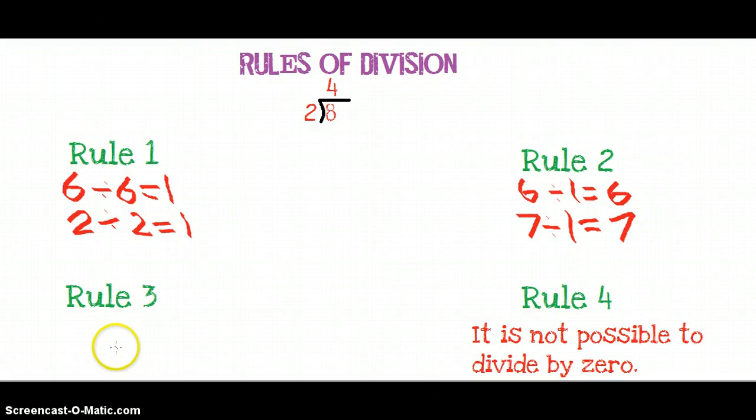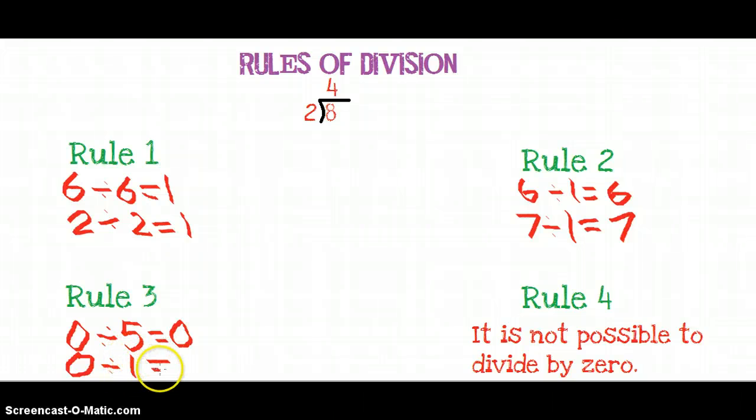Now, Rule 3 says that if 0 is divided by any number, the quotient will be 0. So, if I take 0 and I divide it by 5, my answer is going to be 0. Or if I take 0 and I divide it by 1, my answer will be 0. Anytime you're dividing 0 by any number, your answer is always going to be 0.